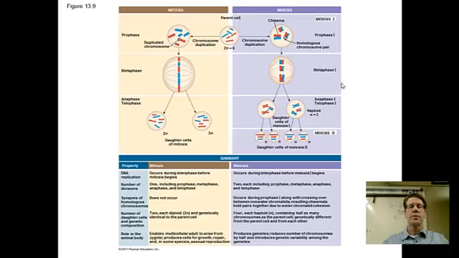All right, so if you flip your book open to section 3, you're going to find figure 13.9. This does a really nice job of summarizing all the details of mitosis and comparing them to the details of meiosis that we have just covered in this program today.